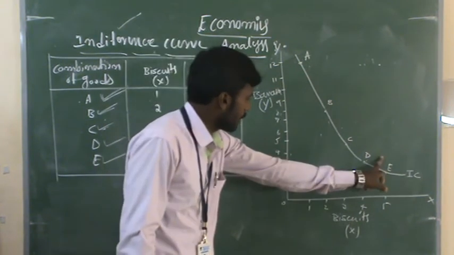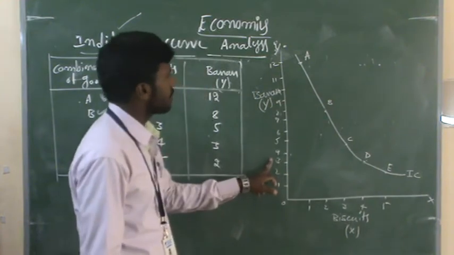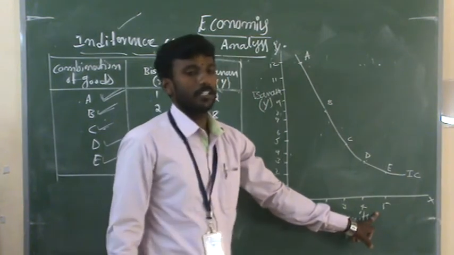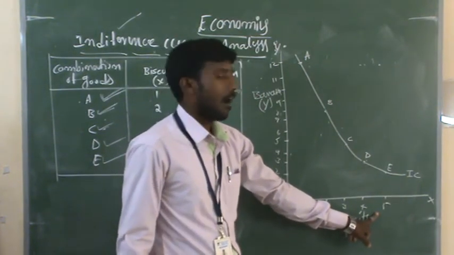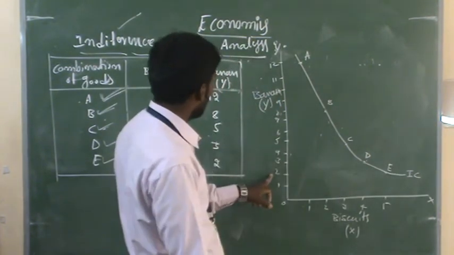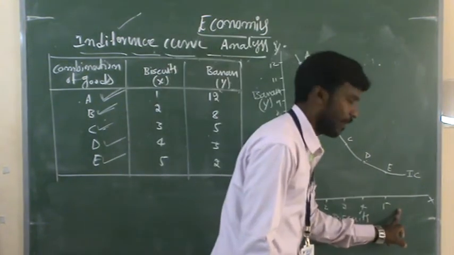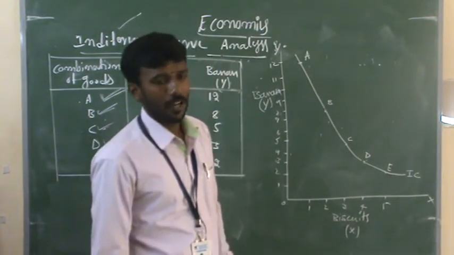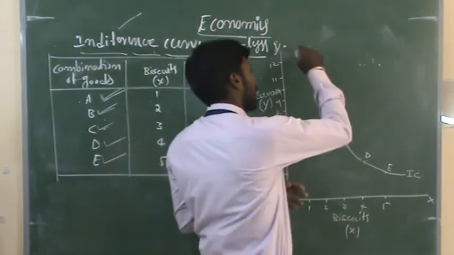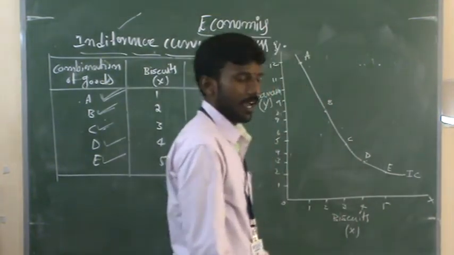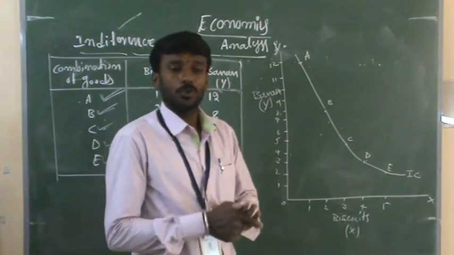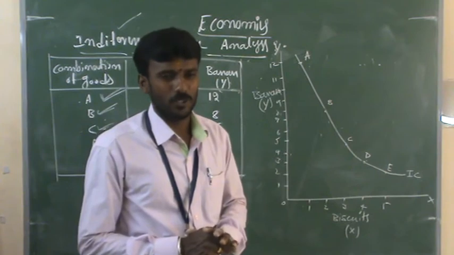The D combination shows that 3 units of banana and 4 units of biscuits will give an equal level of satisfaction. Finally, the E combination shows that 2 units of banana and 5 units of biscuits will give an equal level of satisfaction to the consumer. It means in this table there are five different combinations, A, B, C, D, E. All of these give the equal level of satisfaction to the consumer.